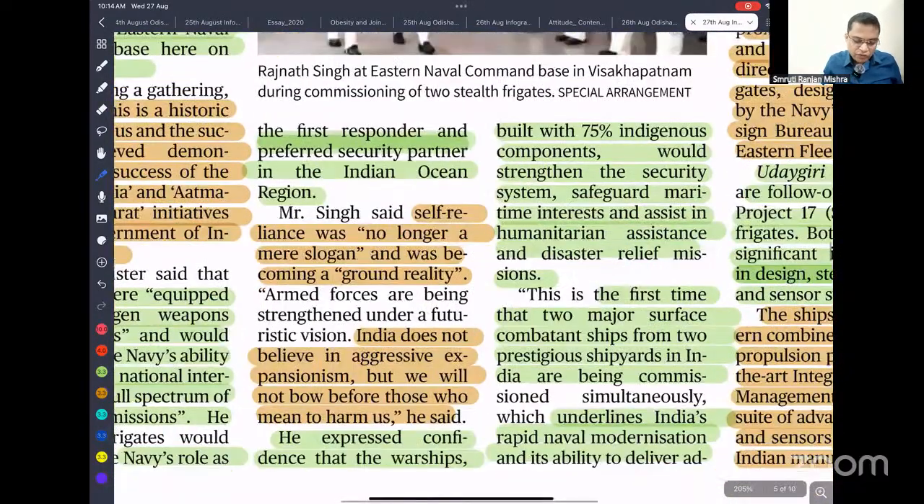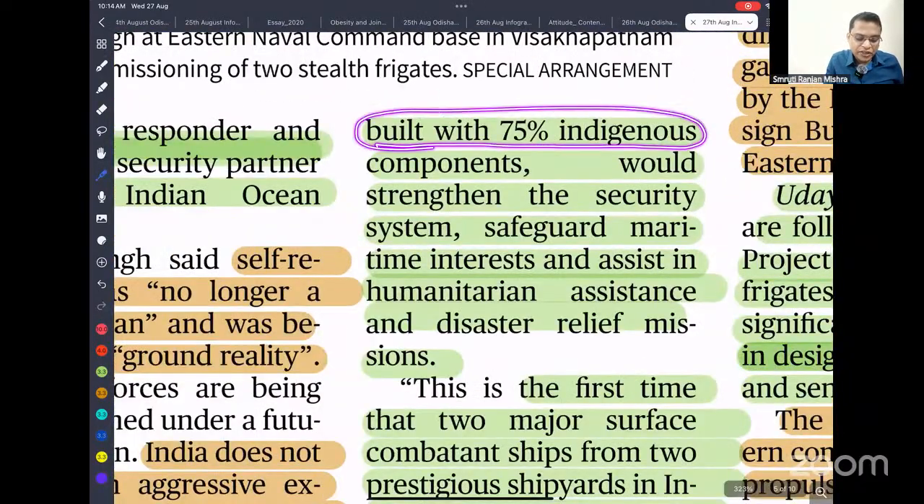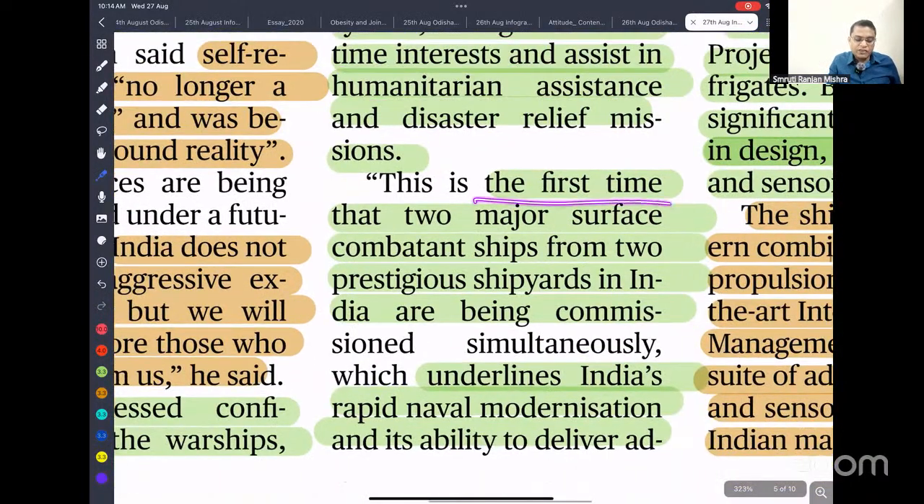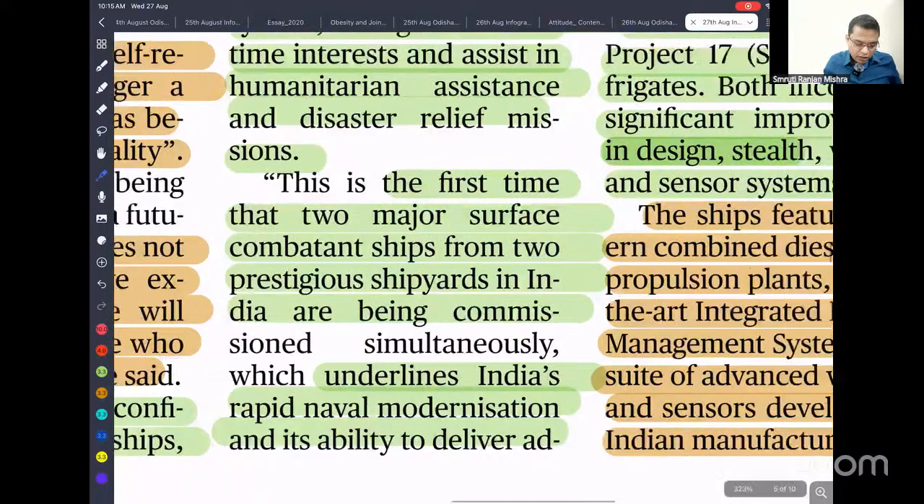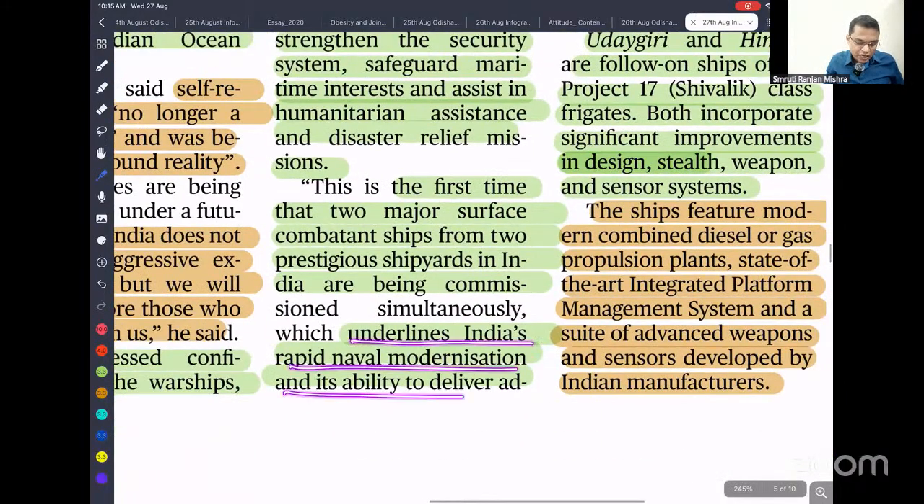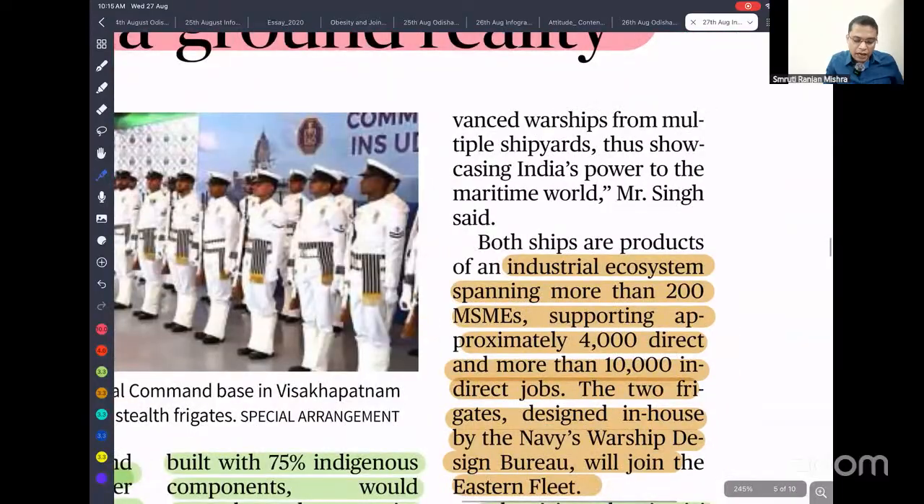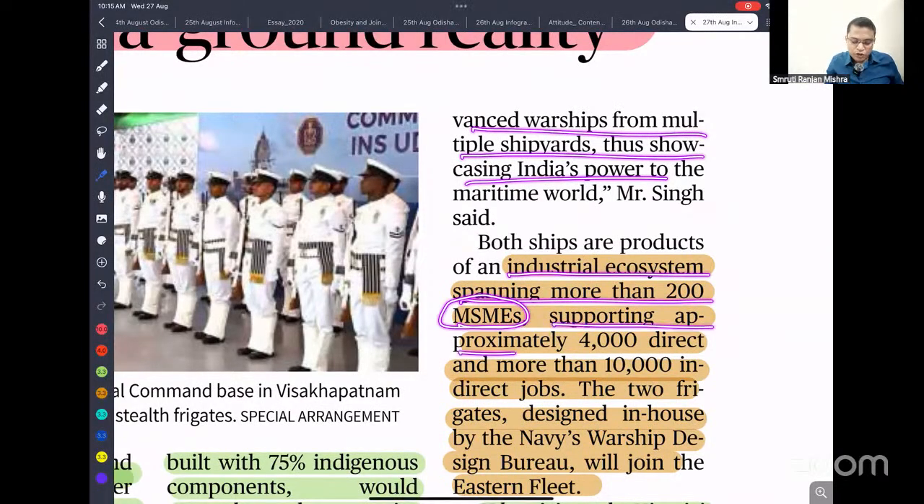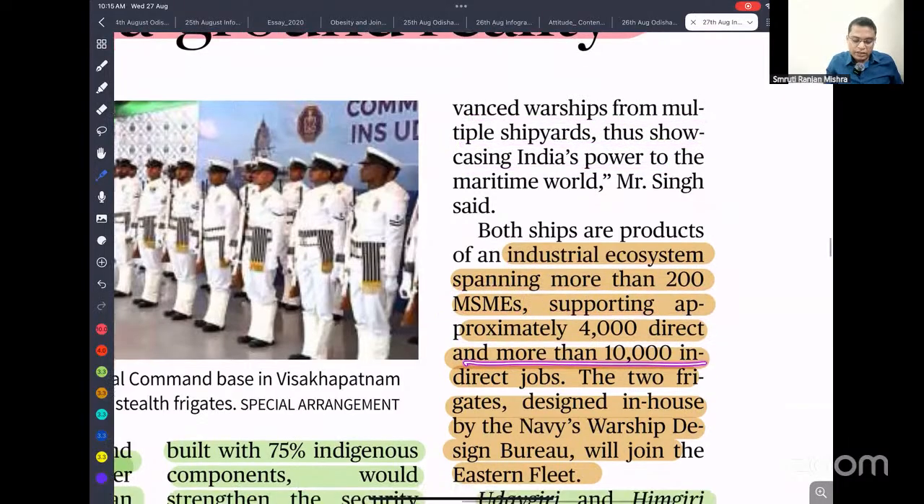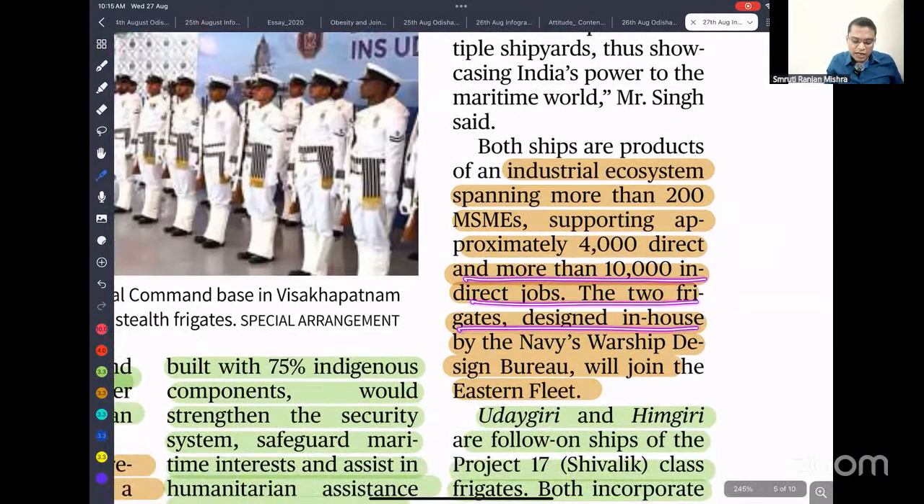So if you look into indigenous content, it is 75%, and the indigenous components would strengthen the security system and safeguard maritime interests. So for the first time in history, we are simultaneously launching two frigates. That shows our strength, our capabilities. We can launch multiple ships together. That is very essential for our development. It underlines India's rapid naval modernization and its ability to deliver advanced warships from multiple shipyards together. India's industrial ecosystem spans across 200 MSMEs, supporting approximately 4,000 direct and more than 10,000 indirect jobs. The two frigates were designed in-house by the Bureau of Naval Design.